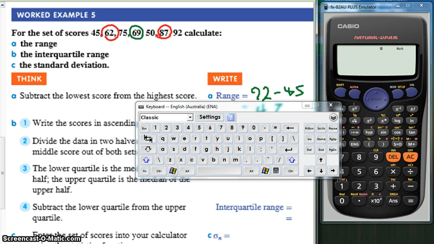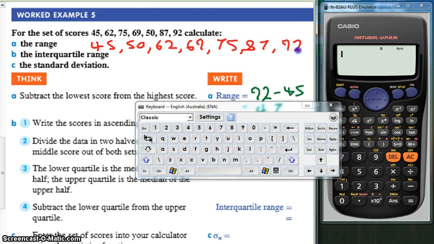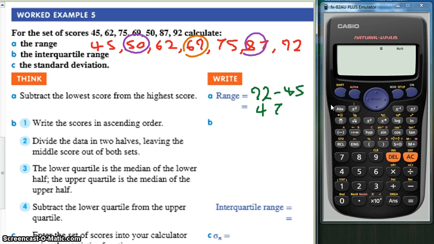First thing you do, put them in order. 45, 50, 62, 69, 75, 87, 92. Alright, now they're in order, you can start dealing with it. What's your median? Still the same? 69. Okay, now what? 50 and 87. Okay, cool. So what's your interquartile range? 87 take away 50 is 37.